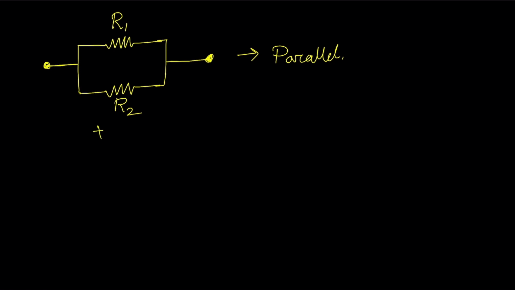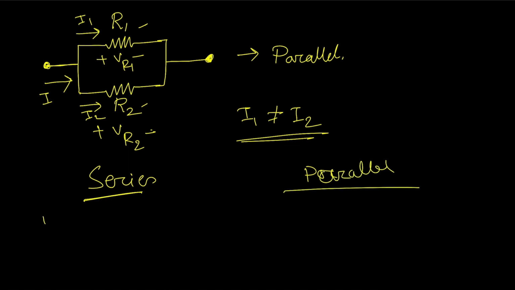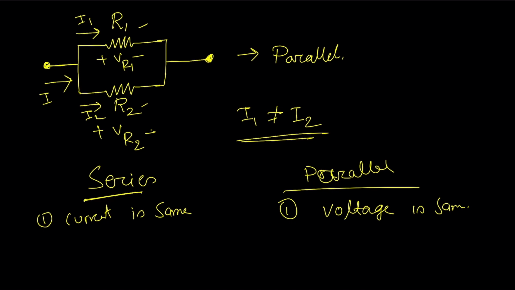That means the voltage across R2 will be the same as the voltage across R1. But if current I flows from here, the current will divide, so here I1 and here I2. I1 is not equal to I2, and the value of I1 depends upon the magnitude of the resistance. So for series, the current is the same. For parallel, the voltage is the same. For series, the voltage is different and depends on the resistance value.